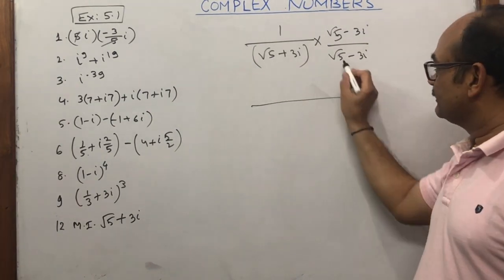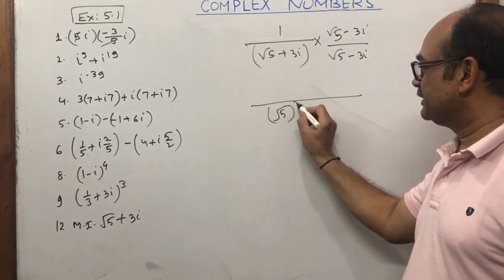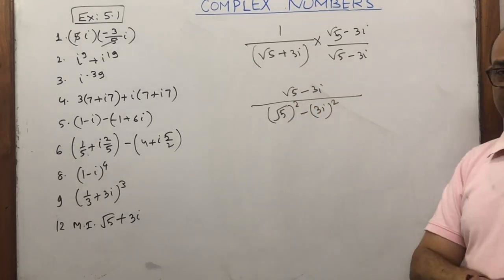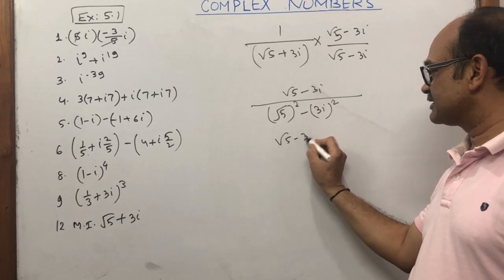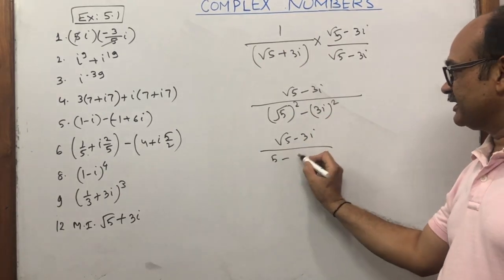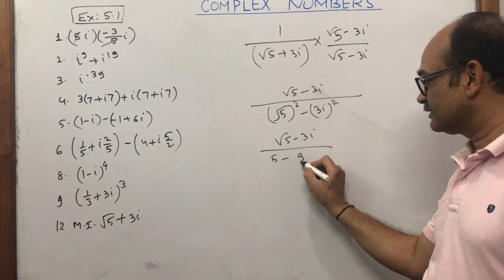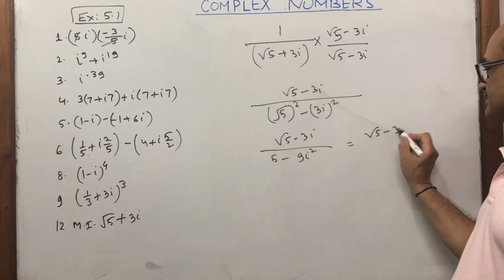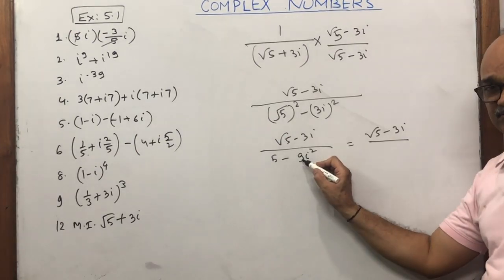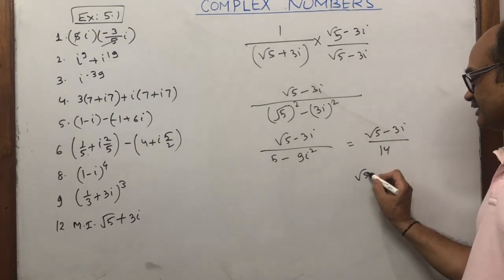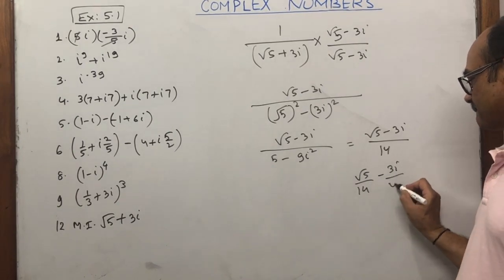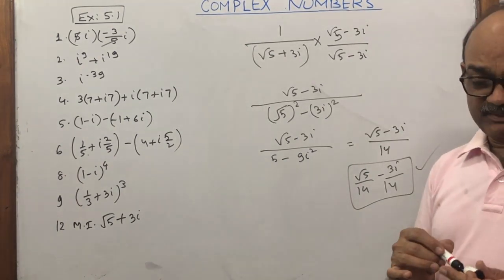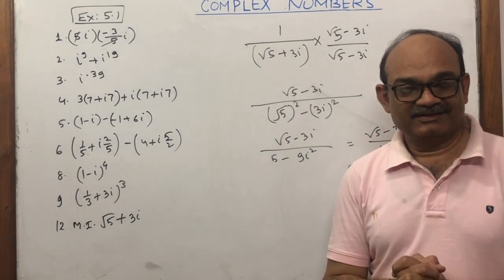What are we getting? A plus b and a minus b is a square minus b square. Numerator is, finally, root 5 minus 3 iota divided by a square minus b square. What is b square? 9 iota square. It is nothing but root 5 minus 3 iota divided by, it will become 9 plus. So the standard form is the final answer. So in this way, you can complete exercise number 1 very easily based on only iota.